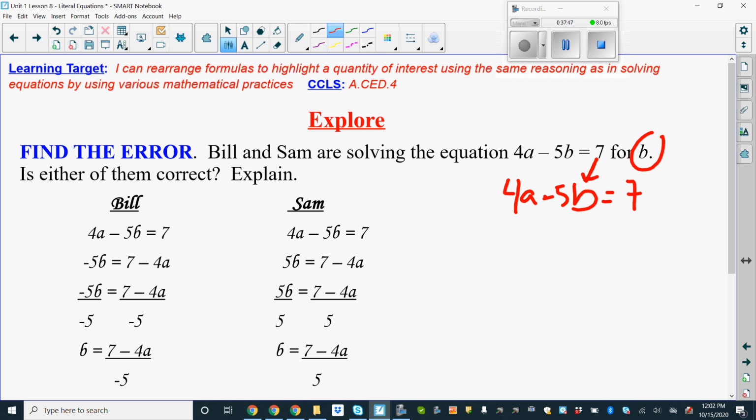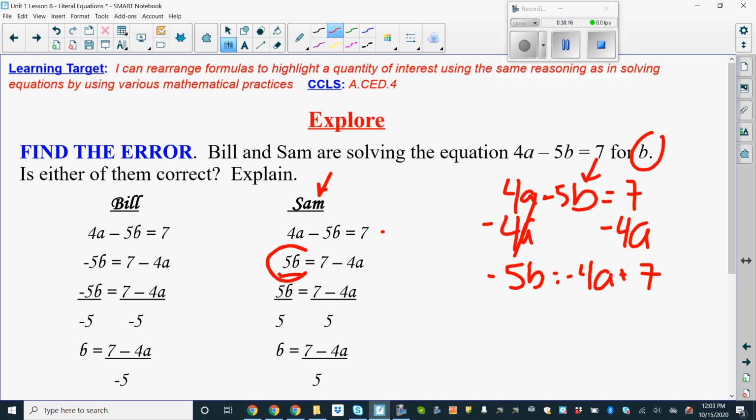So I'm going to solve for B here. That means I need to move the 4A first by subtracting 4A on both sides. So I subtract 4A, and I'm left with negative 5B equals negative 4A plus 7. I'm going to check Sam first. So I have 5B equals 7 minus 4A. That is not correct because the 5B should be a negative 5B, because that negative sign in front of the 5B stays with the 5B. So right there, Sam is incorrect, but let's check Bill's work.